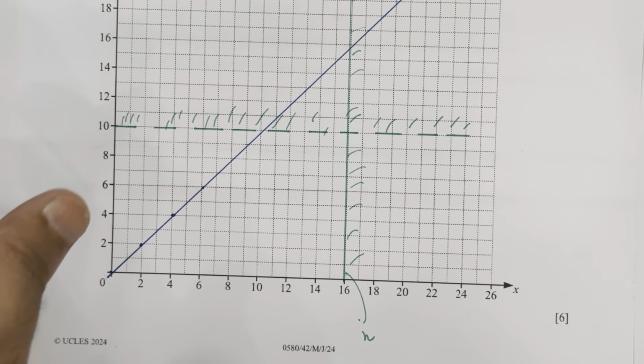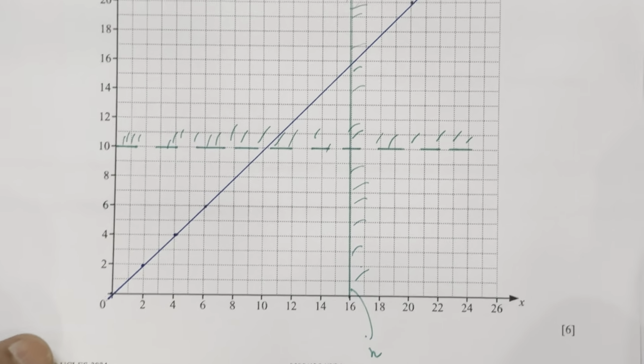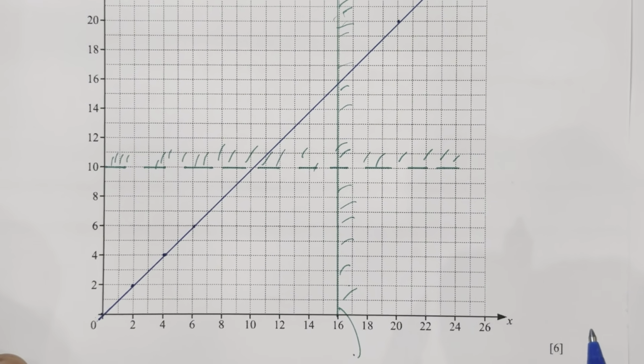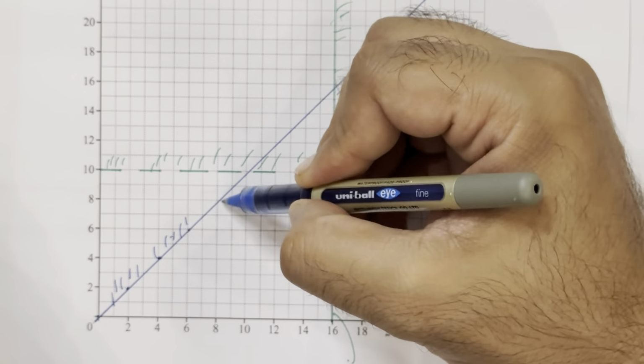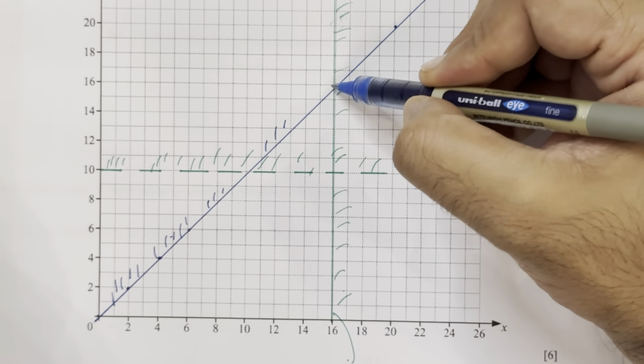Okay, and Y is actually less than X, so you need to shade the opposite of it, and the opposite would be the upper portion, so we are shading this.